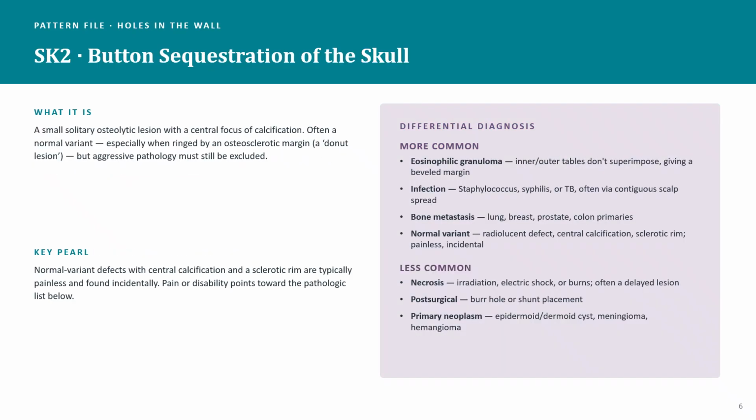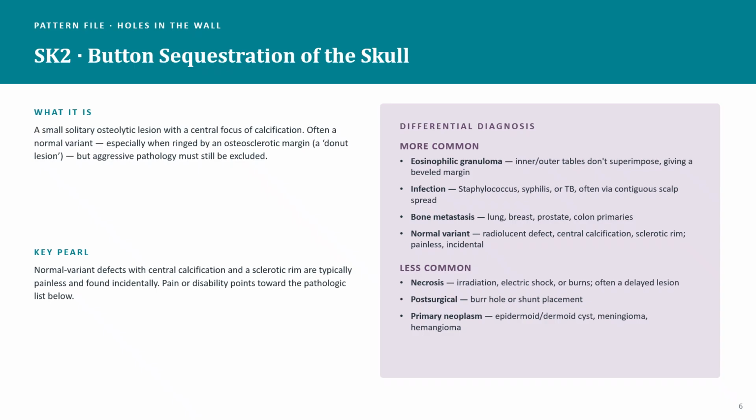The next case file explains your button sequestration. It's basically where the patient has a lesion, usually a single osteolytic lesion with a central focus of calcification. With this, there is a sclerotic rim. Typically, we call it the donut lesion. There could be some aggressive pathology used or needed to rule this out. There are different variations of the lesion.